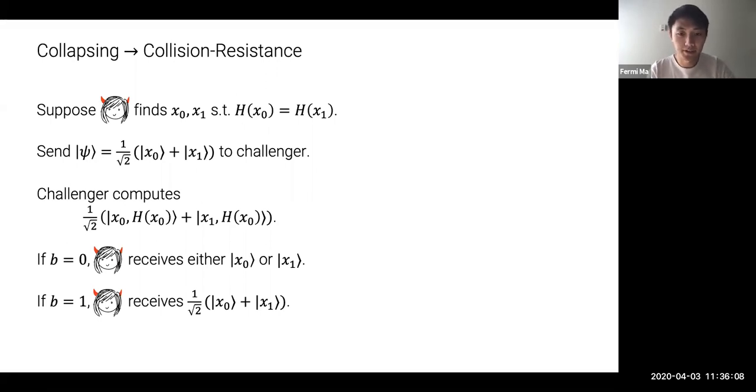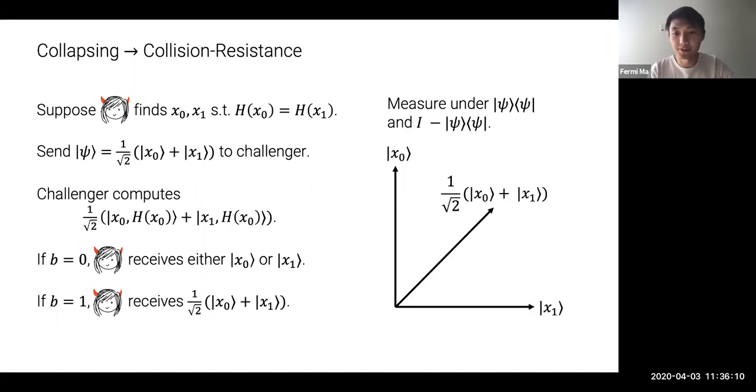Okay, and the point is that you can easily distinguish these, right? If you look at the space spanned by x0 and x1, in one case you're going to get the vector that lies exactly in the middle, or you're going to get one of x0 or x1. So you just do a measurement where the axes are aligned with this uniform superposition of x0 and x1, and then you're going to be able to distinguish.